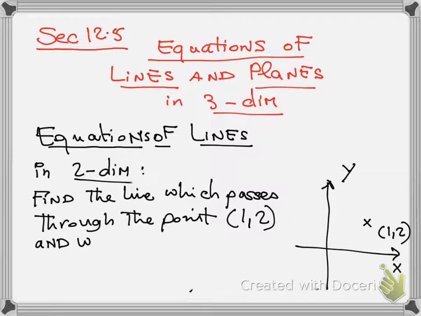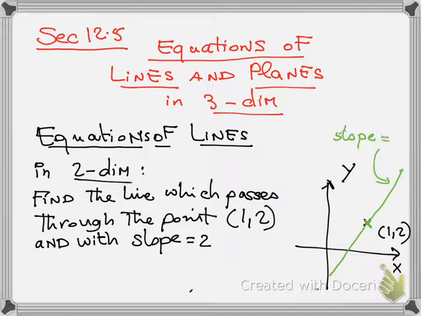So let's say this is the point (1, 2), and then we need the slope, with slope equal to 2. Let's say that will be this line here. This line passes through the point (1, 2), and the slope here is 2. So what will be the equation of this line?